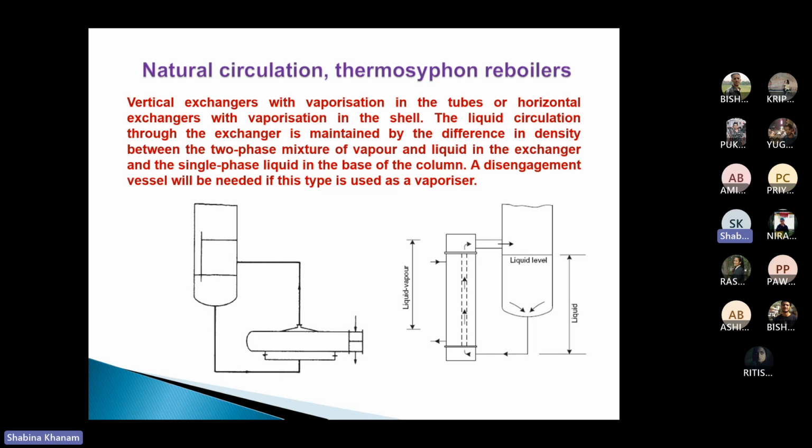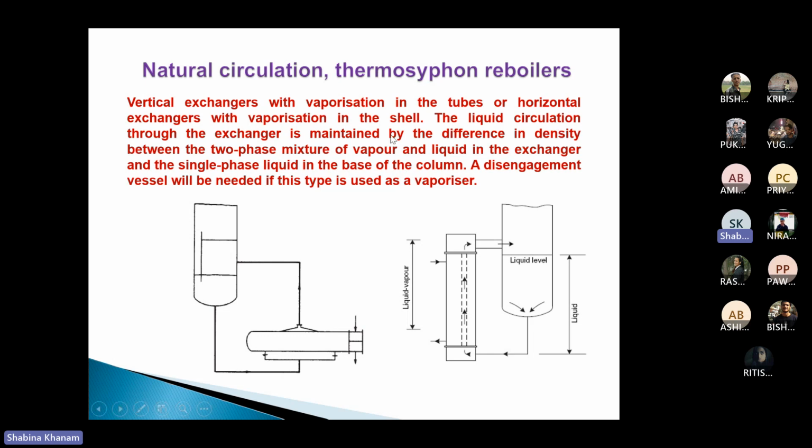So please keep in mind: vertical reboiler with tube side vaporization, horizontal reboiler with shell side vaporization. Therefore the kettle reboiler also falls in this category, because it will always be placed horizontally. Therefore the vaporization always occurs only in the shell side. I hope you are getting this.